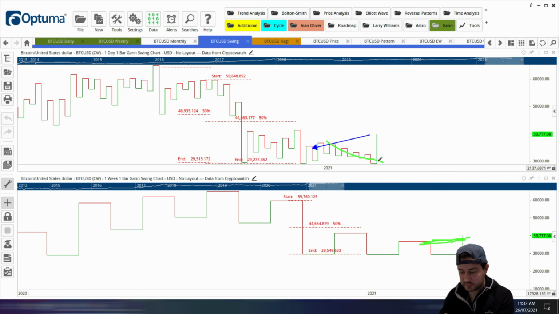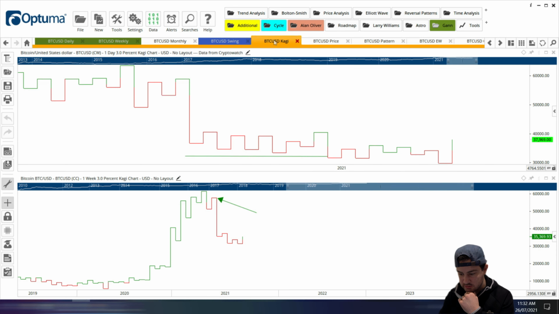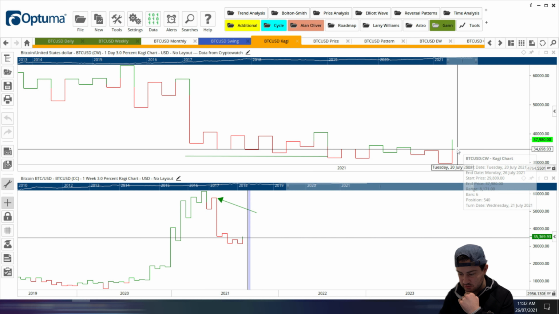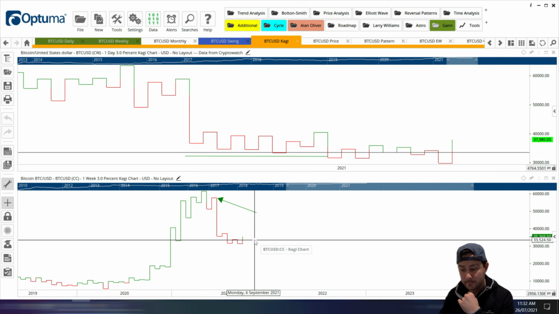And we've taken out from a price perspective. So this is a price over balance. So if you don't understand time and price over balance, that's something for you to study. From price over balance, we're now pointing bullish. Let's go ahead. The Kagi chart has turned green on both the daily and the weekly. Bullish.